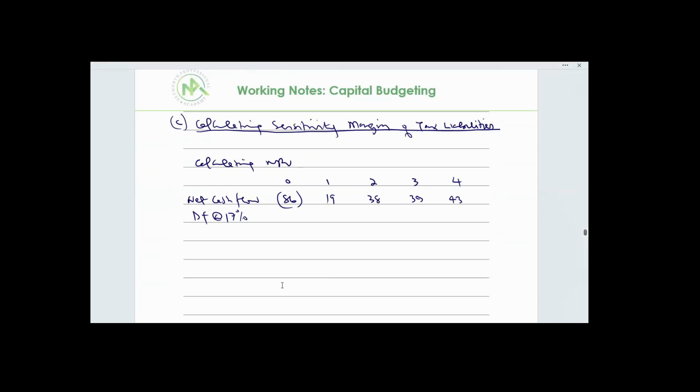Then the examiner asks us to use a discount factor of 17%. So give it to me. What's the discount factor for year 1 at 17%? 1.17 raised to power minus 4 for year 4, that's 0.534. Debbie, are you not there?